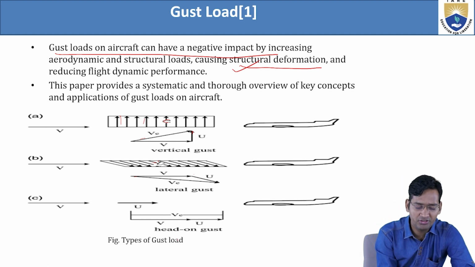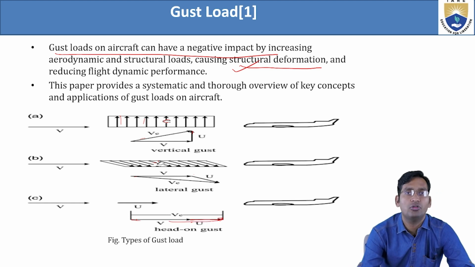The third one is head-on gust. Here V is there and U is also along the same direction. So VE, V and U, V and U in the same direction. That's why it's a head-on collision type, or in another word, head-on gust.